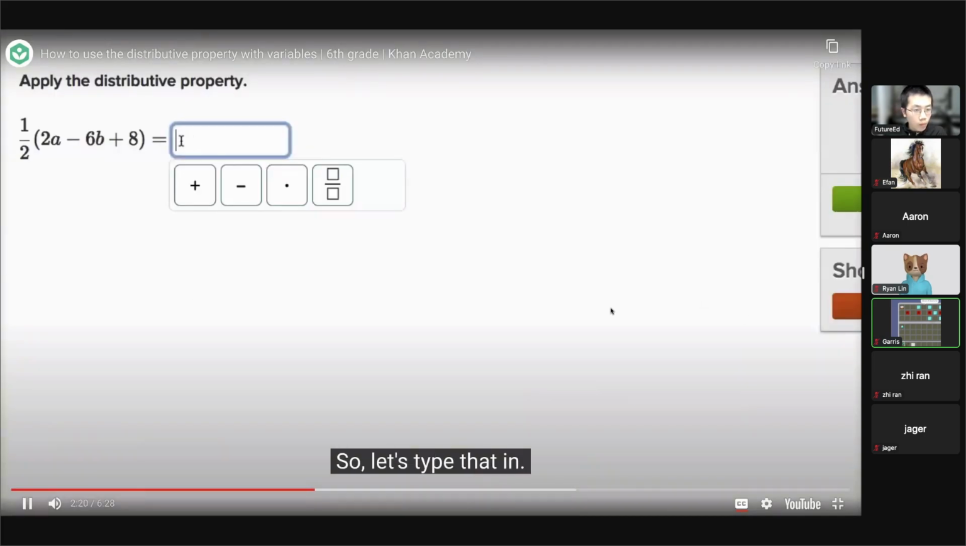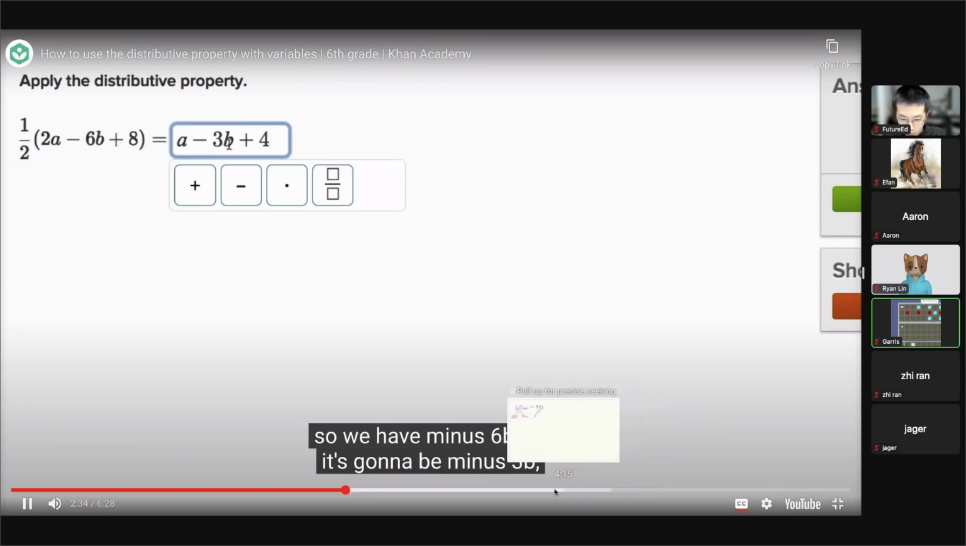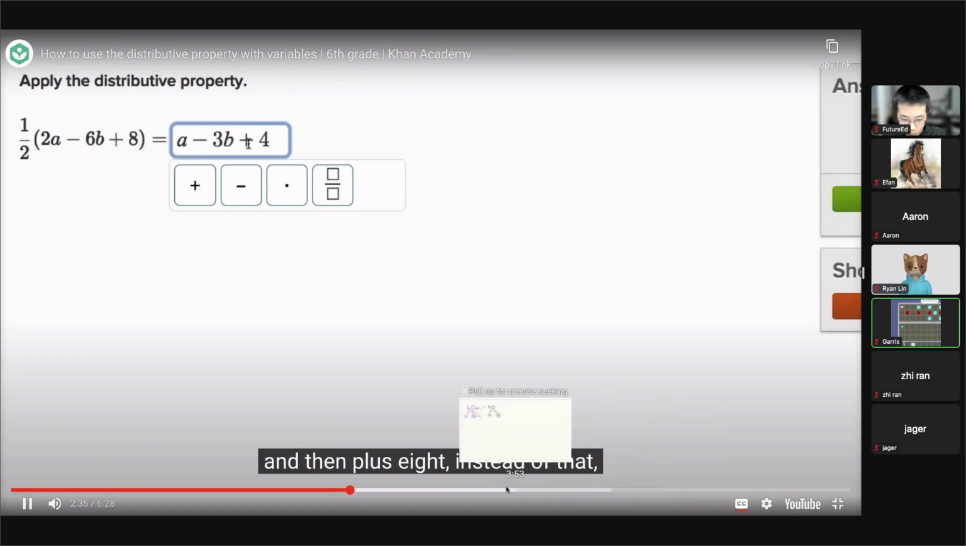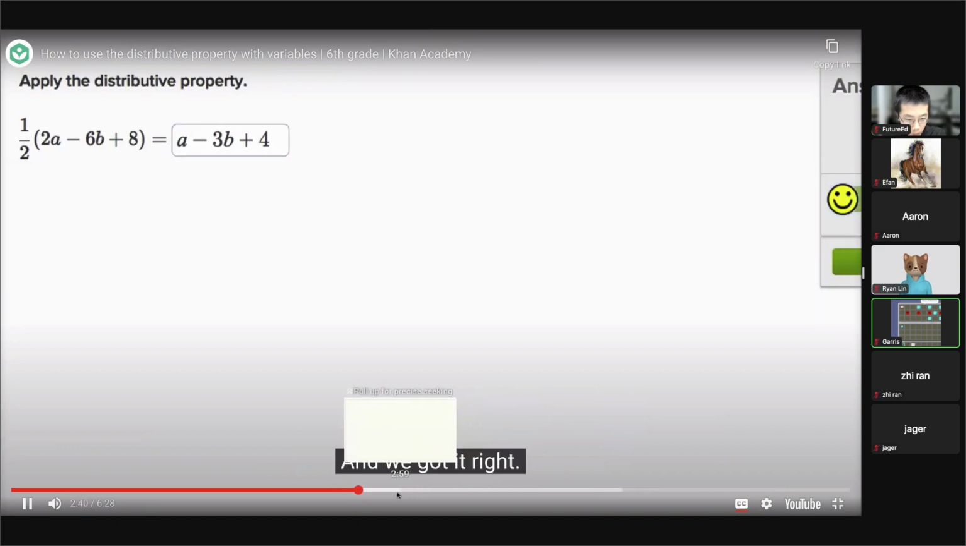So let's type that in. It's going to be a minus 3b plus 4. And notice it's literally half of each of these terms. Half of 2a is a, half of 6b is 3b, so we have minus 3b. And then plus 8, half of that, plus 4. So let's check our answer. And we got it right. Let's do another one of these.